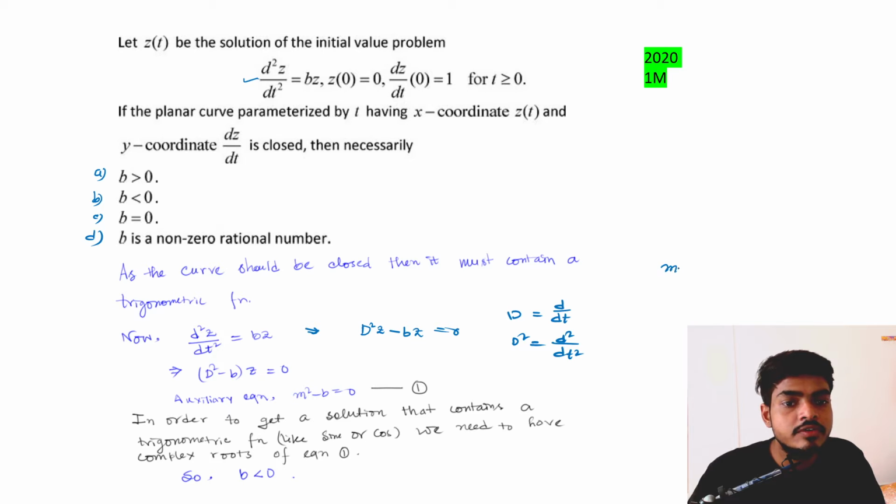If your auxiliary equation is of the form m square equals b, and b is positive, then you will get simply two roots, plus minus root b. In that case, what would the complementary function be? It would be C1 e to the power root b x plus C2 e to the power minus root b x.